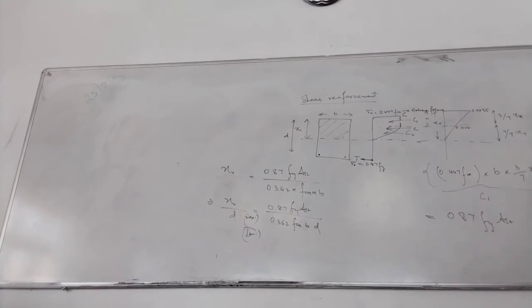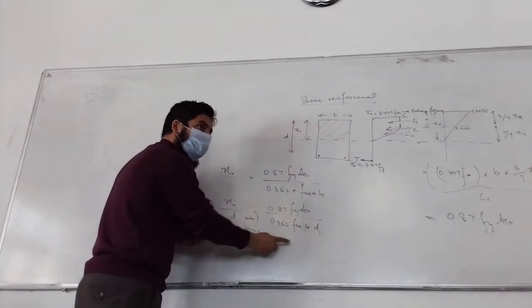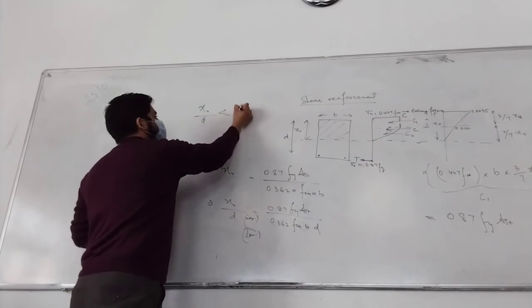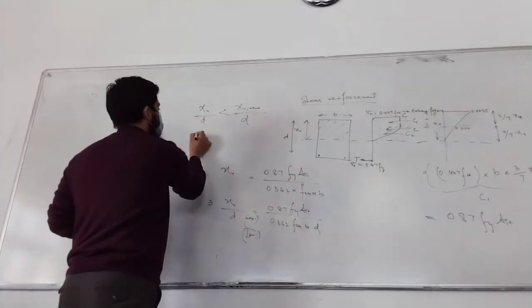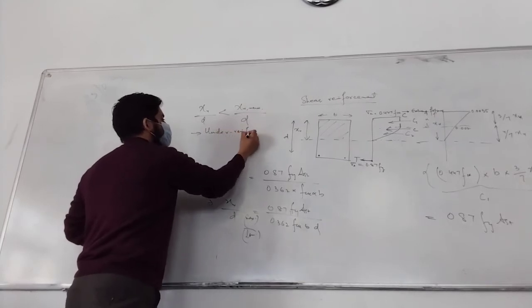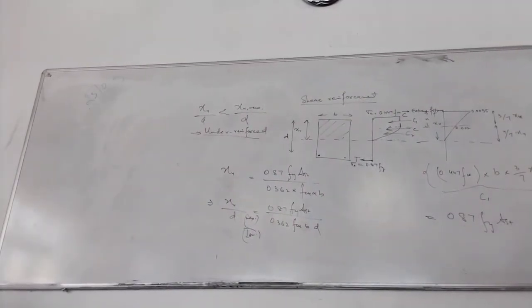Maximum value for XU. So the first step in design of the flexural tension member or the reinforcement is you first calculate this value, XU by D. This is the first step as per the code as well. Then the second step is if the value of XU by D is less than the limiting value. Now, when will XU by D be less than this value? When XU by D is less than XU max by D, that means it's under reinforced. And that's what our design should be: the actual XU by D should be less than this XU max by D.